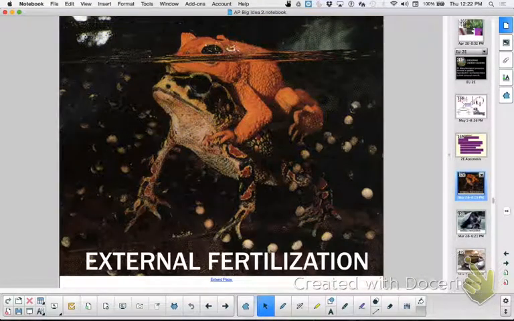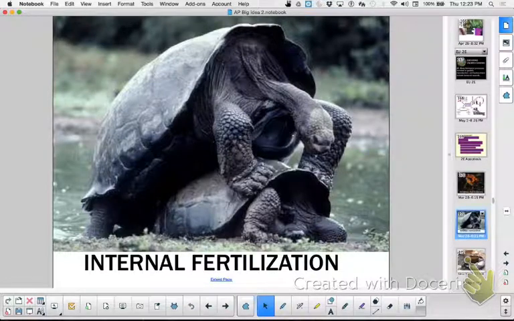Reproduction, you have external fertilization. That has a lot of timing because you have to release the eggs and then you have to release the sperm so it will fertilize it at the appropriate time. If you release the sperm too early or too late, it fails, and it's a very coordinated effort. Same thing for internal fertilization.